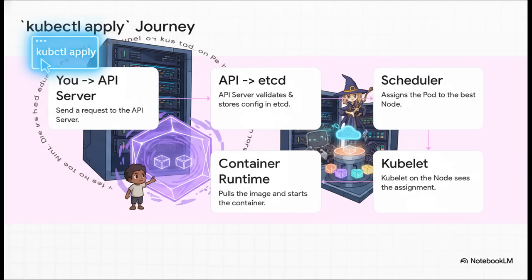Okay, so you're at your terminal and you type kubectl apply. What happens next? Well, first, your command flies over and hits the API server, that front door we talked about. It checks your request, makes sure it looks good, and then saves it in etcd, the cluster's memory. Immediately, the scheduler sees this new homeless pod and finds the perfect worker node for it. And finally, the kubelet on that chosen node gets the message and tells the container runtime to pull down your app's image and fire it up. And just like that, boom, your app is running.